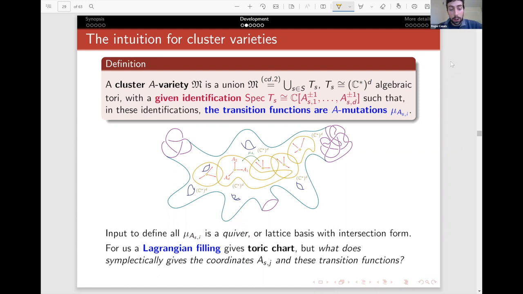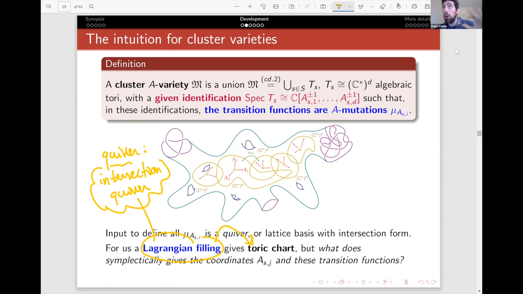And indeed, for a Lagrangian filling, the quiver, I can write it here. The quiver is going to be the intersection quiver of a certain set of curves in your Lagrangian filling. So you take H1 of the Lagrangian filling, that is a lattice, it has an intersection form, a skew symmetric one. You can then say the vertices of the quiver are given by certain elements in the basis, and the number of arrows is just the number of intersections. And we know a Lagrangian filling gives a toric chart, so that's a start.